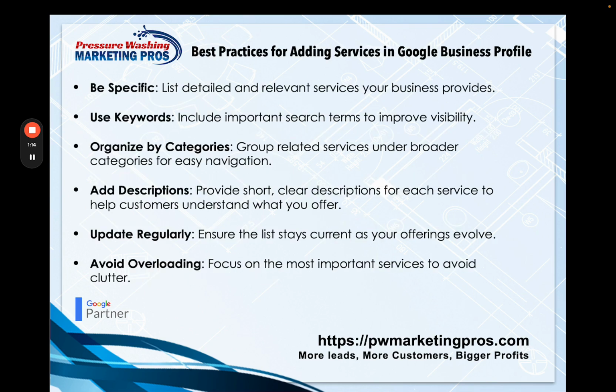So what are the best practices when it comes to adding services in your Google business profile? Well, you want to be specific, guys. So list out in detail your relevant services your business provides. And you can even use keywords, guys. You can organize by categories, so group related services under broader categories for easy navigation, which I'm going to go ahead and show you guys in a minute. You can add descriptions, so make sure that you're providing clear, concise descriptions to help customers understand what you offer and how that process goes and what it entails.